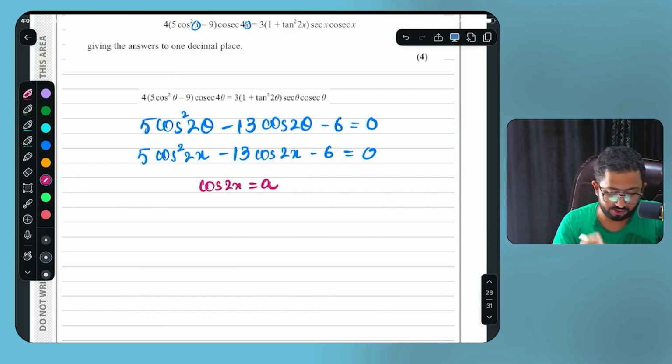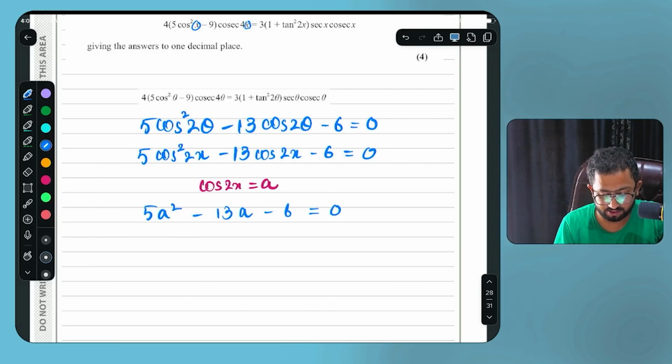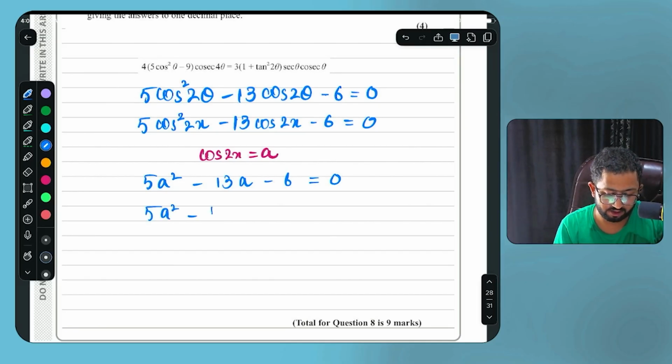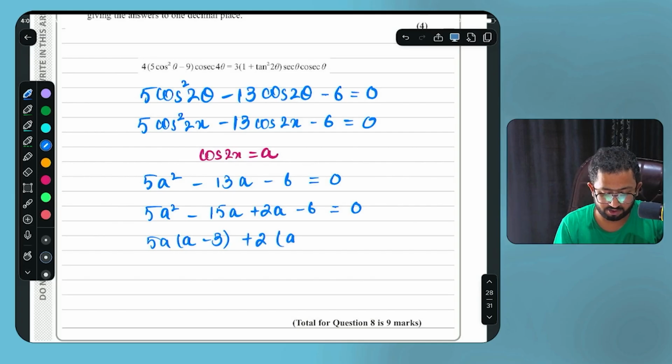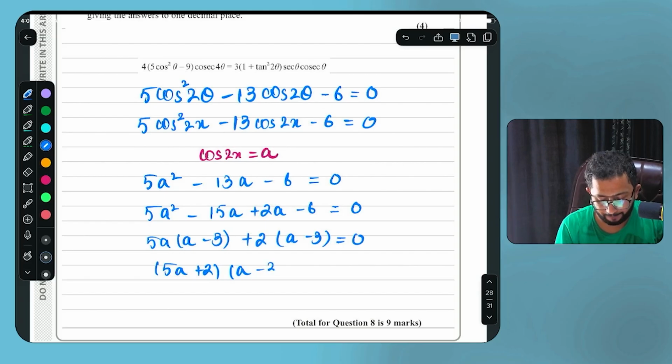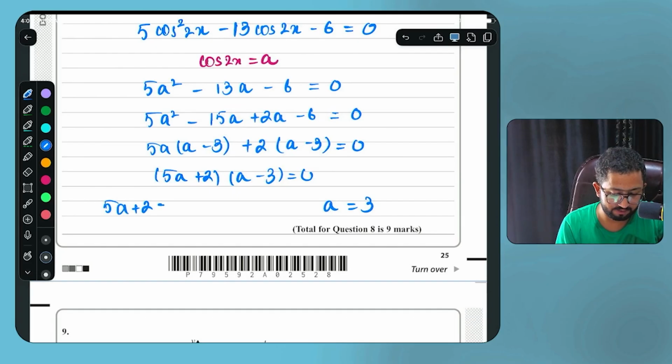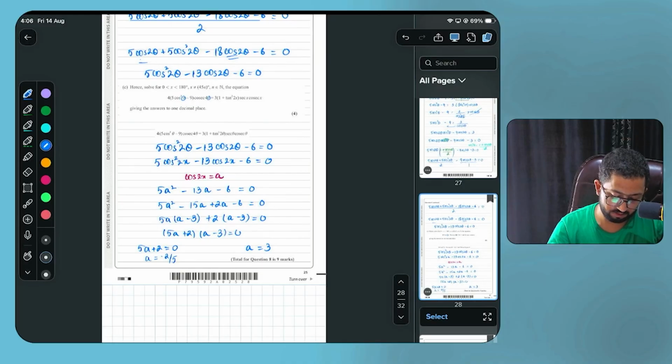So substitute cos 2x equal to a. It will become 5a square minus 13a minus 6 equal to 0. It can be factorized, I think yes. 15 twos are. Take 5a common, a minus 3, plus 2 common, a minus 3. So a values will be, one is 3 and the second one will be minus 2 over 5.